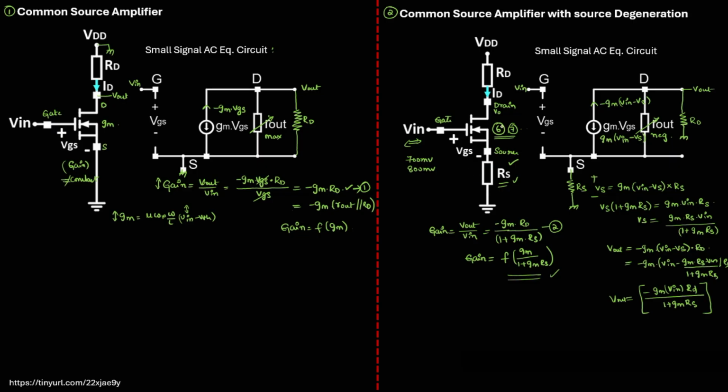So that is the reason why we are going with the second case, common source amplifier with the source degeneration. So now we'll be doing the simulation to see in what way the gain is not maintained constant. So with the adding resistance of Rs, will the gain be maintained constant or not, we have to verify.